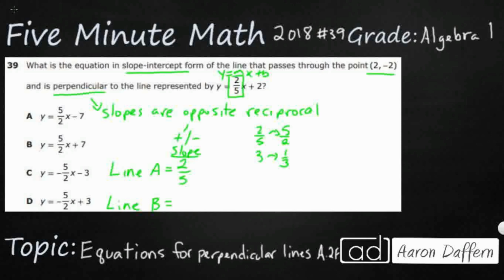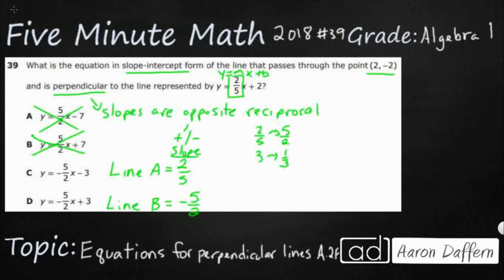So it's a positive 2/5 because there's no negative in front of it. Remember, when there's no sign, it's assumed to be positive, which means line B has to have a negative slope. And we've got 2/5 here, so the reciprocal is just flipping it upside down, 5/2. So I know that line B has a slope of negative 5/2. All of your answer choices are already in slope-intercept form. And I can get rid of A and B because it's positive 5/2 and we need it to be negative 5/2.